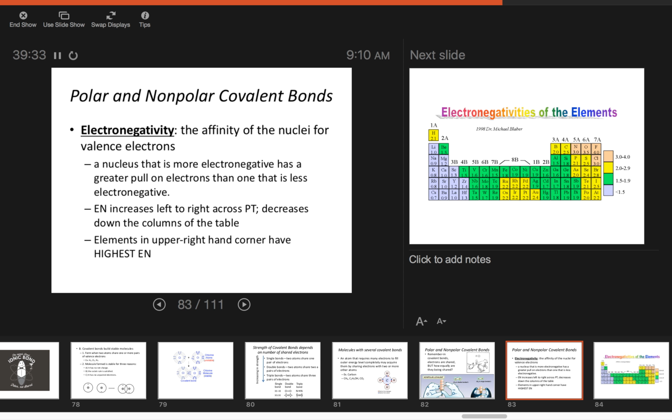So EN stands for electronegativity, increases left to right across the periodic table and decreases down the columns of the table. Elements in the upper right-hand corner, so like fluorine and chlorine and oxygen and sulfur, tend to have the highest electronegativity values. So this next slide shows you electronegativity values of elements in the periodic table.